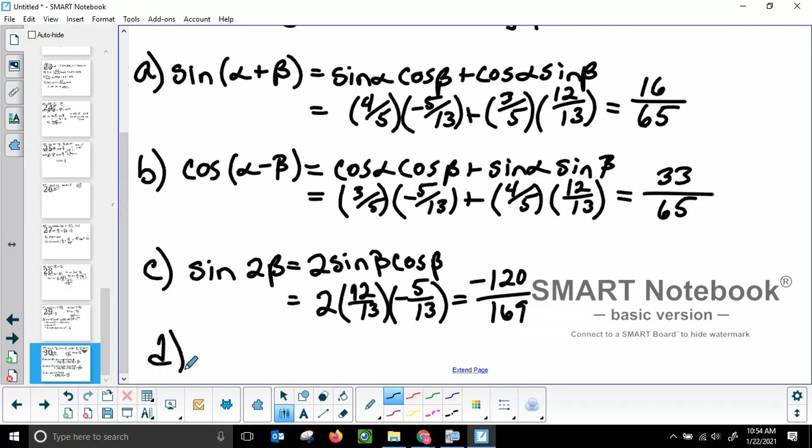Now, letter D actually says cosine of alpha over 2. We never did the half angle formula, so you don't need to worry about that. That won't be on your exam.